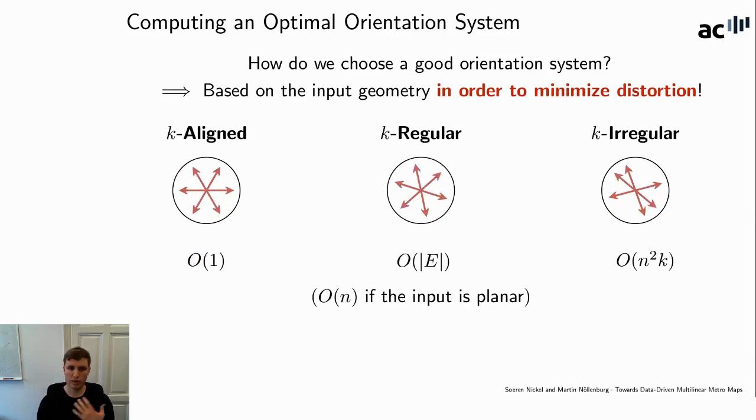As a summary, we have no choice to make for the aligned system. For the regular system, we have O(number of edges in the input). And for the irregular system, we can use a dynamic program that uses n² times k time.